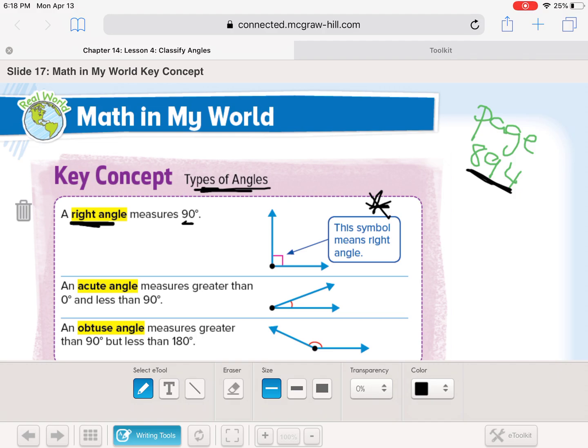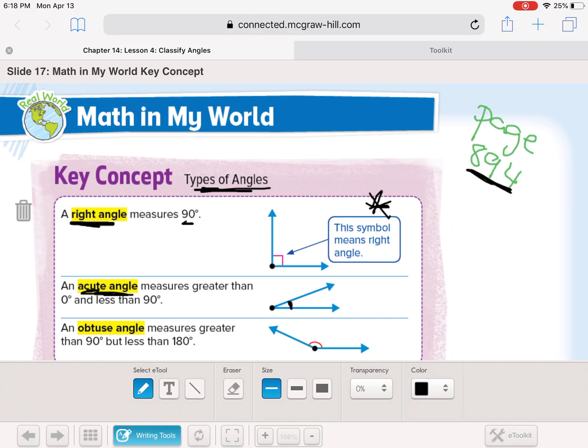An acute angle measures greater than 0 degrees and less than 90 degrees. Usually we have that little circle that comes in, so it tells me which way the angle is opening up. And if I look at this picture, it's nice and small, it's nice and tiny. We call that acute. So it's an acute angle.